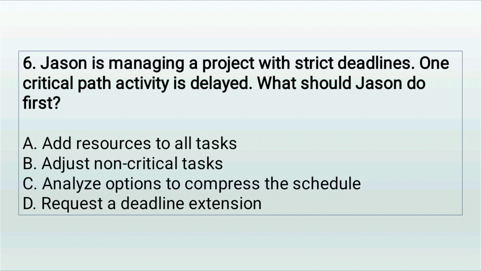Question 6. Jason is managing a project with strict deadlines. One critical path activity is delayed. What should Jason do first? A, add resources to all tasks. B, adjust non-critical tasks. C, analyze options to compress the schedule. D, request a deadline extension.